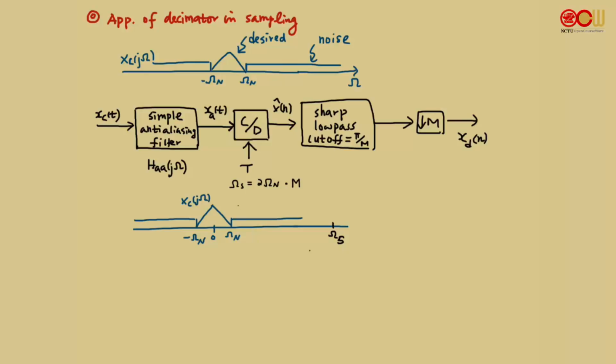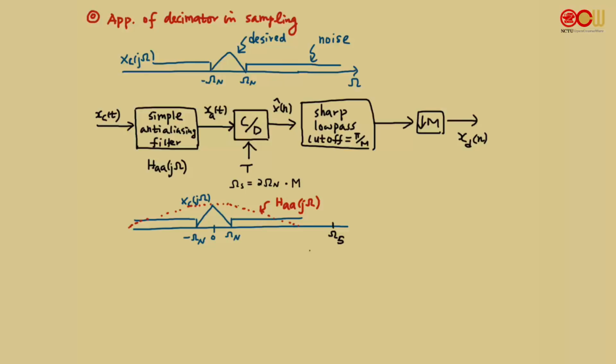And now we can draw Haa. Haa is of this shape. It can have a very, very long transition. This is Haa(jω). It has a very long transition, so such a filter will be cheap to have.